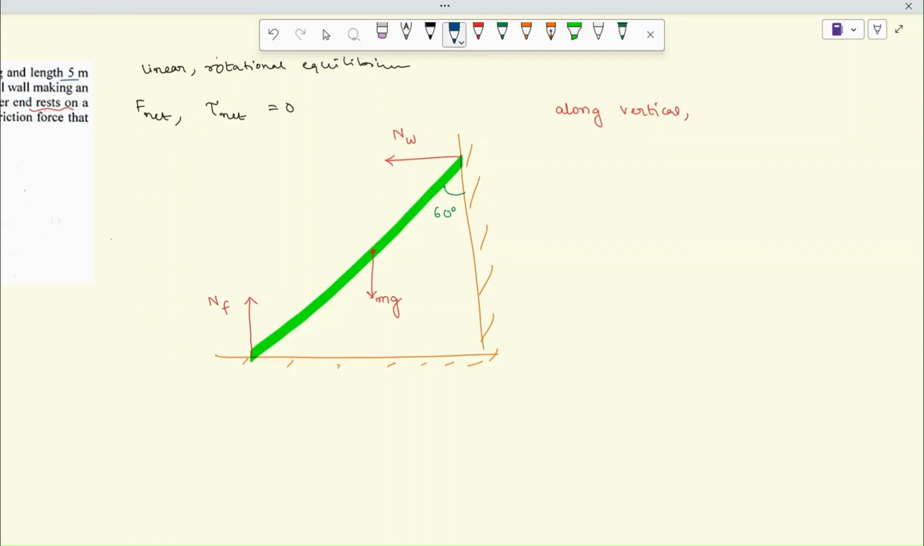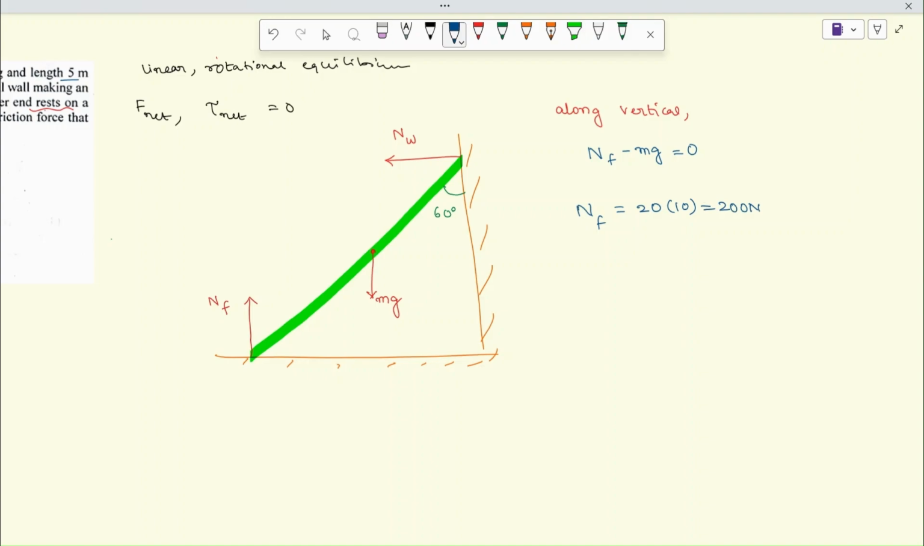What are the vertical forces we have? NF and mg. So these two should balance each other. And what is NF? Normal force applied by the floor, which is m into g. In the question, mass is given as 20 kg and g is 10. So 200 Newton. This is the NF, normal force by the floor.